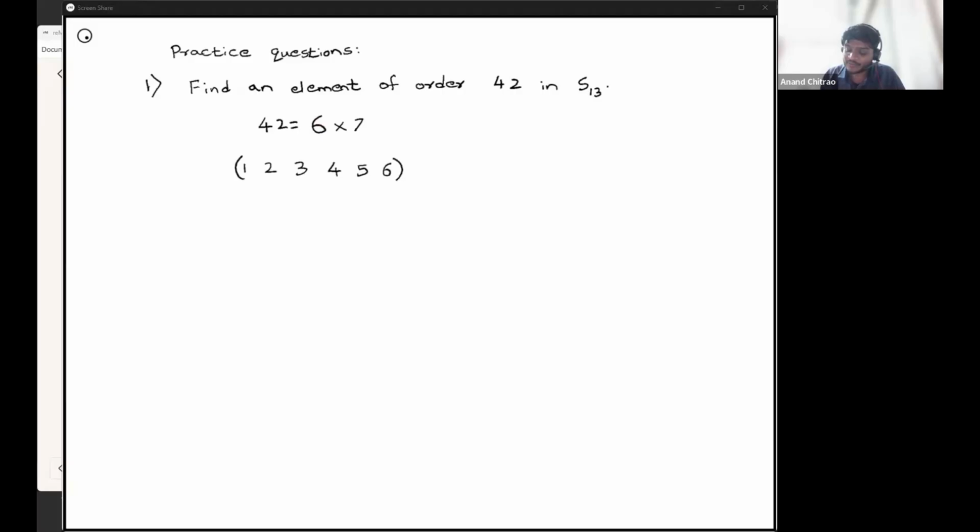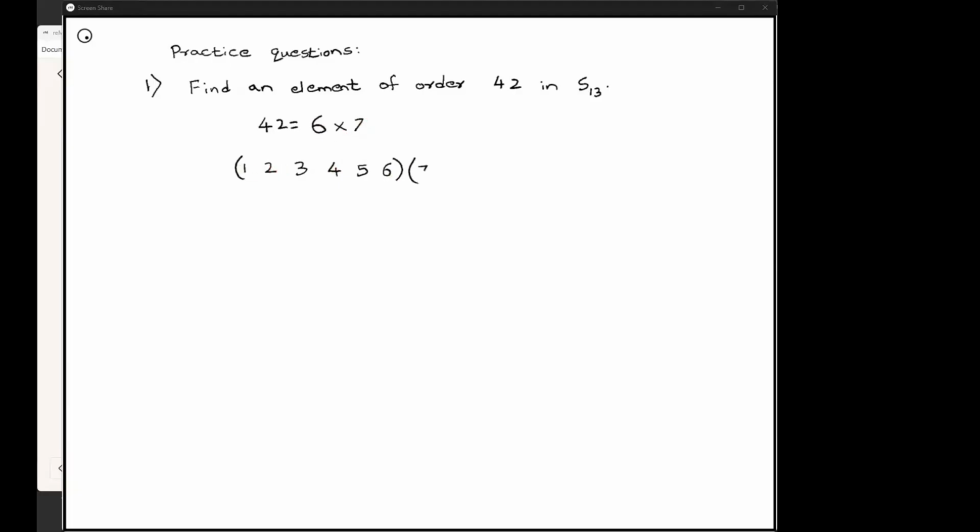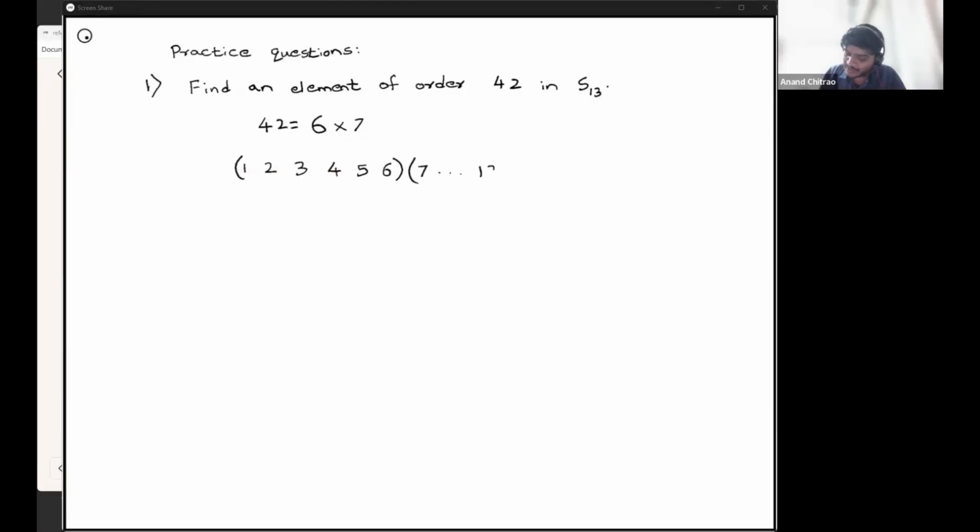And now, what's a disjoint cycle? What's a cycle of length 7 disjoint to this? 7 dot dot dot 13. So if you take sigma to be this element, then the order of sigma is the LCM of the order of the first cycle, which is 6, and the order of the second cycle, which is 7. This is 42. So that's how these problems are solved.